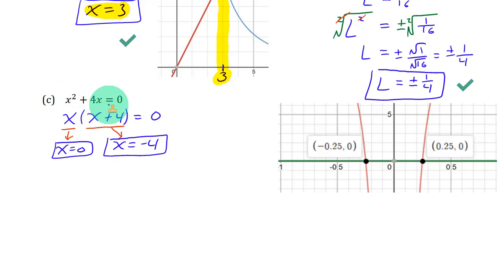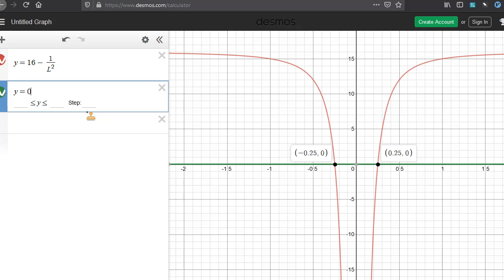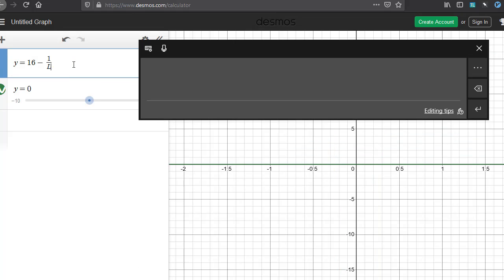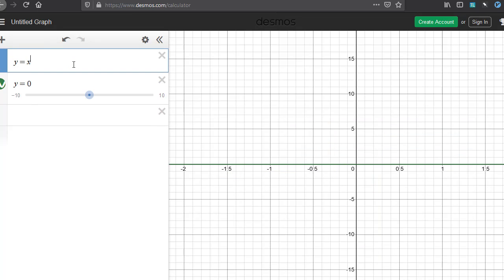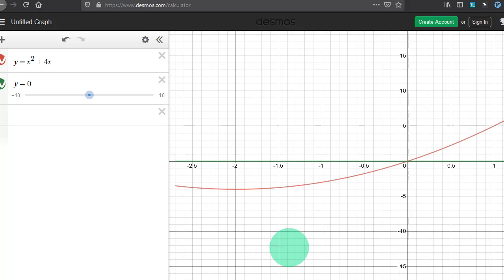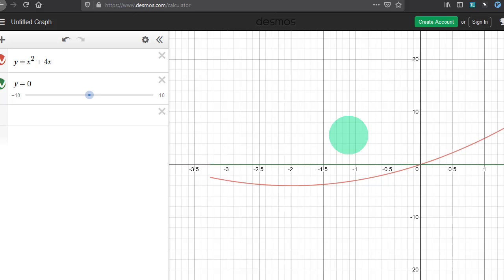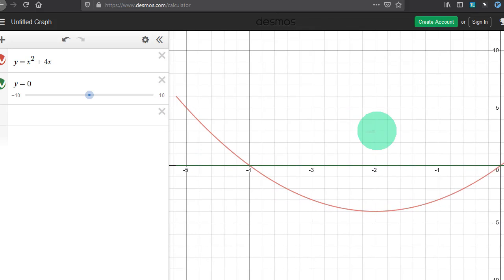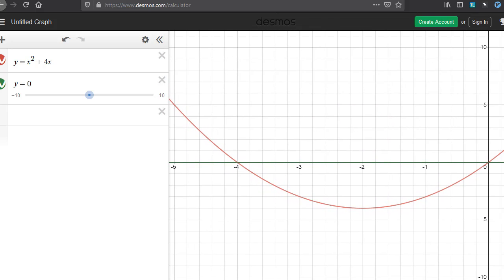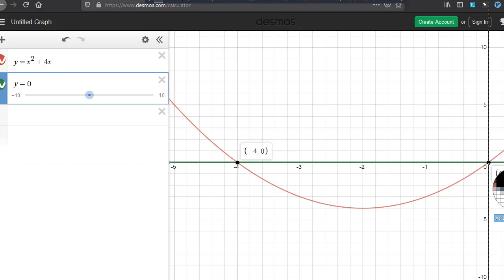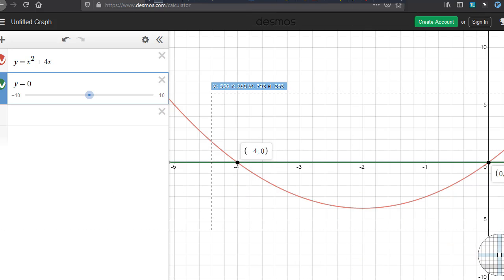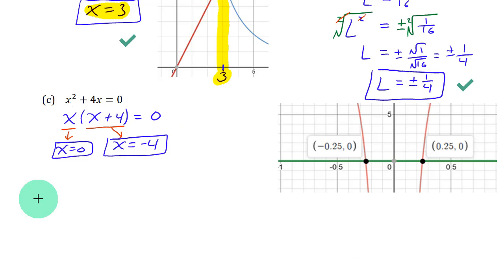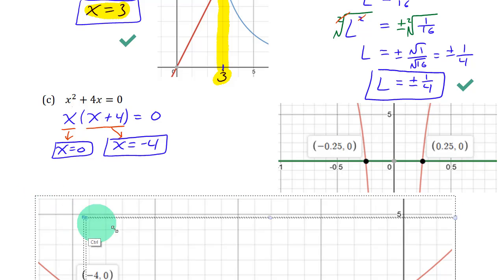All right, let's look at this one. We're going to graph y equals x squared plus 4x and y equals 0. Okay, and I need to mess with the graph a little bit. Yeah, we can see at x equals negative 4 right here, and at x equals 0, it looks like those meet, which is what we wanted. So that sounds good.